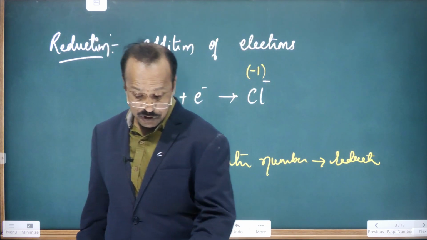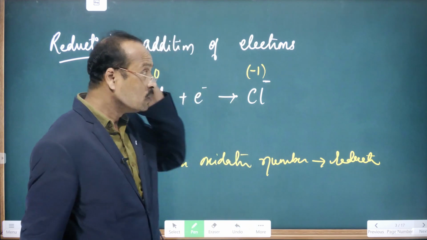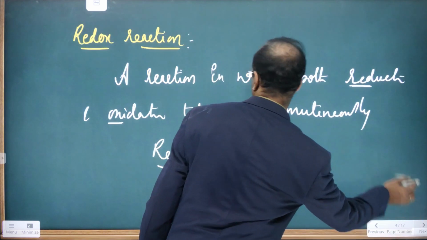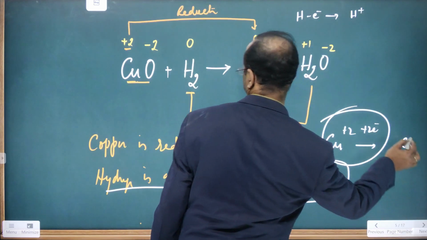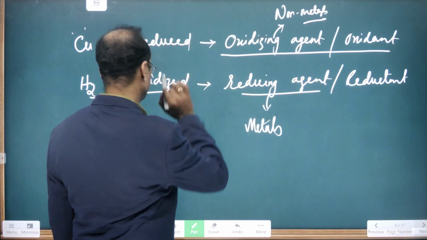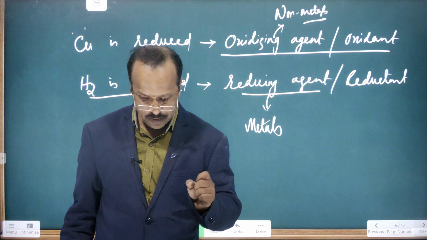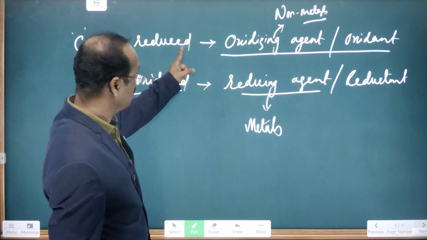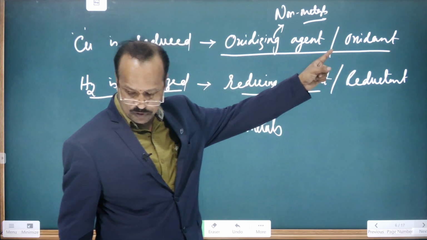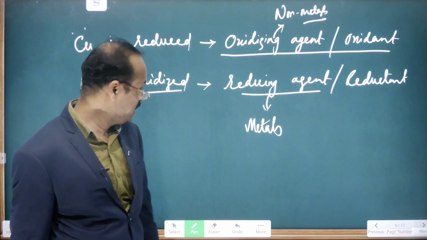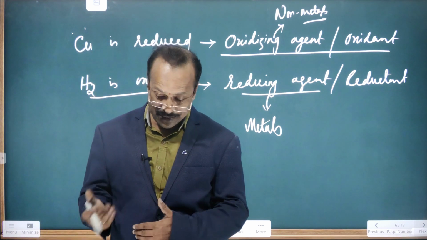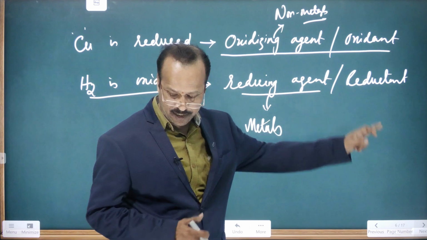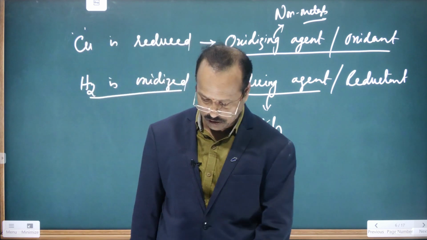Third one: the substance which gains electrons and undergoes reduction. What is that? Oxidizing agent, oxidant, reducing agent, or both 1 and 2. It is undergoing reduction, so it is the oxidizing agent and oxidant. So the option is both 1 and 2, the fourth option. Similarly, the substance which loses electrons and undergoes oxidation is called reducing agent and reductant. Again both 1 and 2, fourth option.